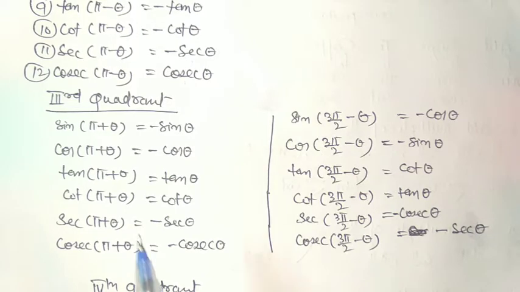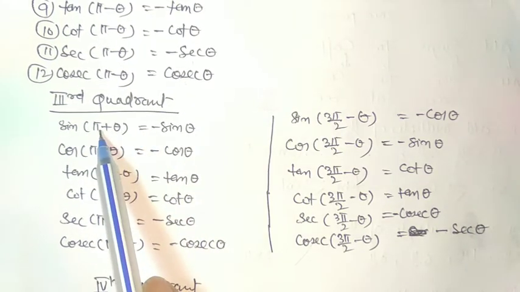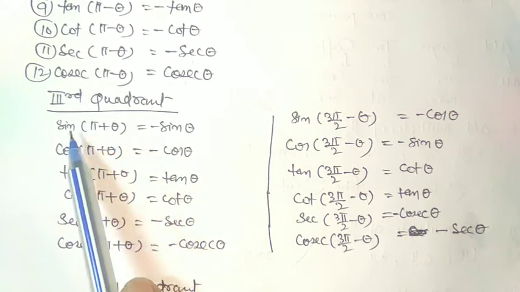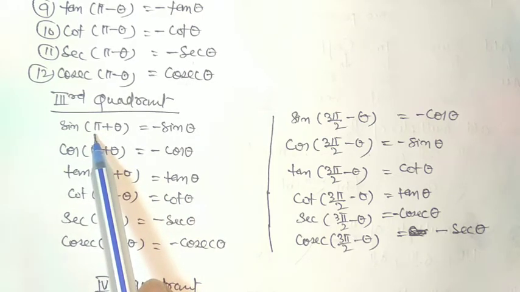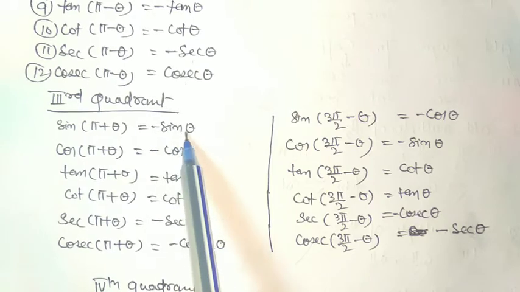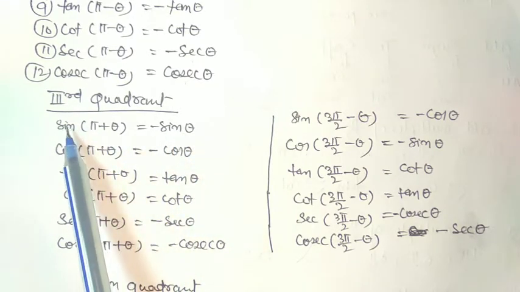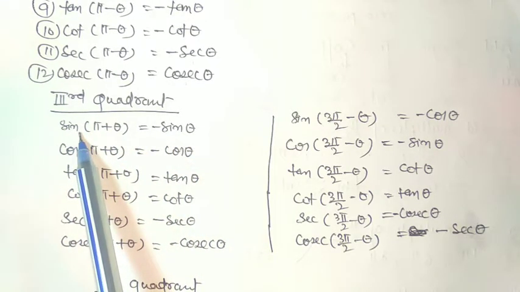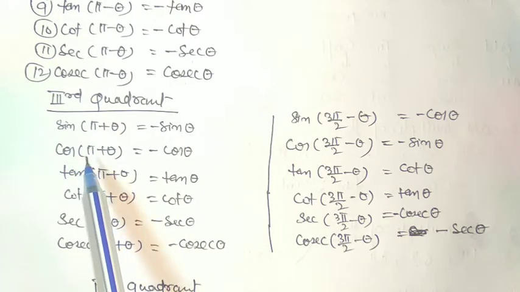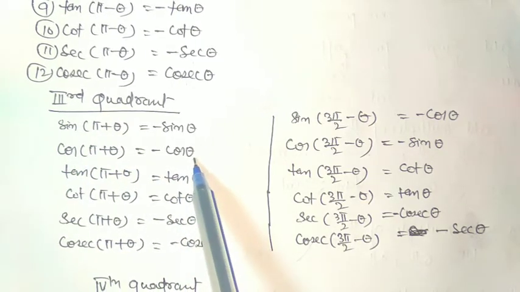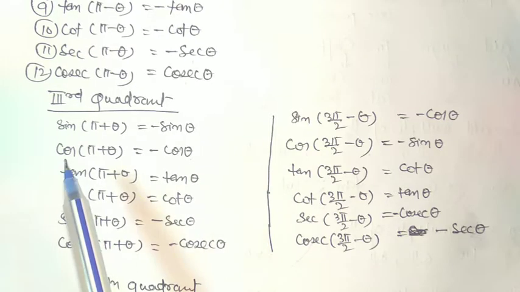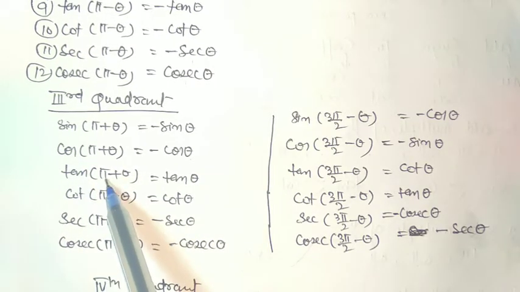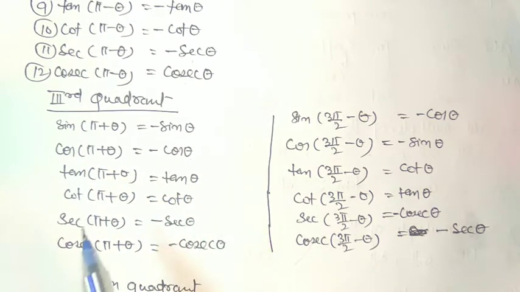Now you can see sin pi plus theta. So it is pi plus theta. It is third quadrant, and pi is an even multiple of pi by 2. So answer will be minus sin theta. Why? Because sin in third quadrant is negative. Similarly, cos pi plus theta is minus cos theta, because cos is also negative in third quadrant, but tan pi plus theta is plus tan theta, because tan is positive in third quadrant.